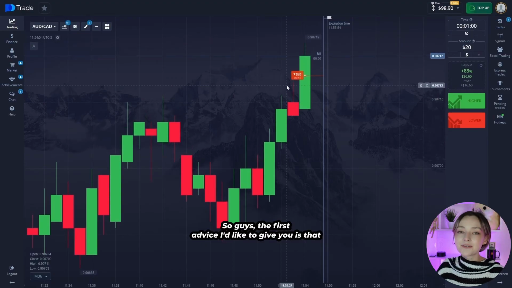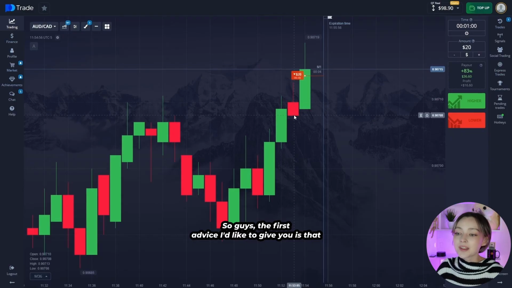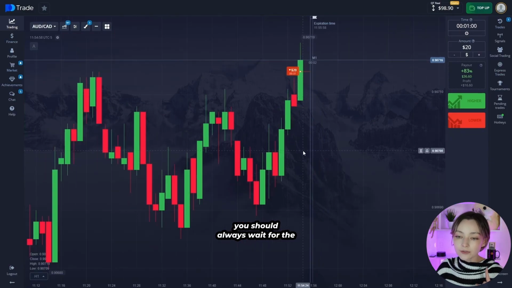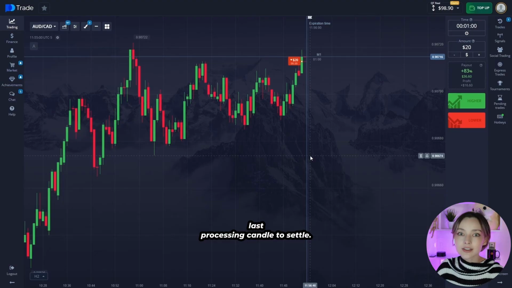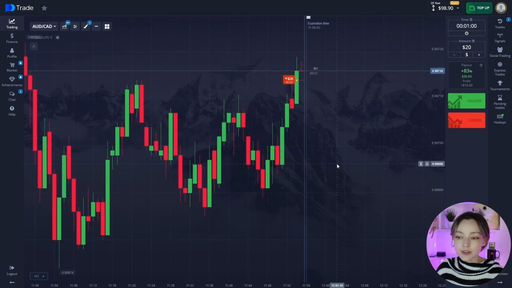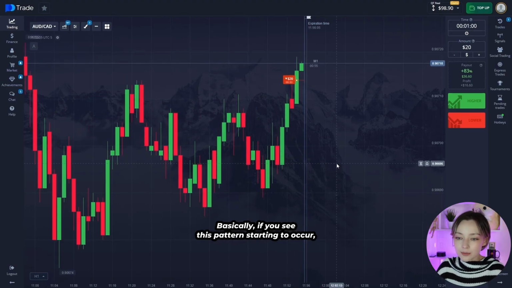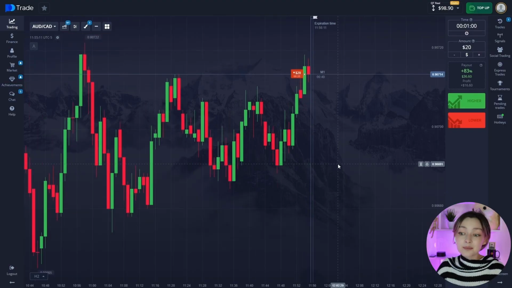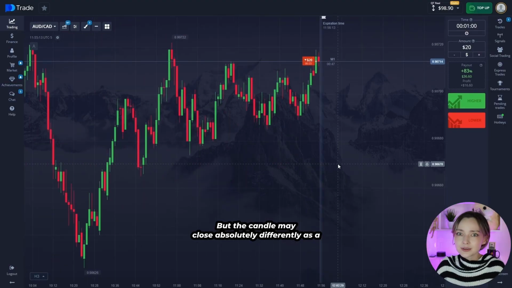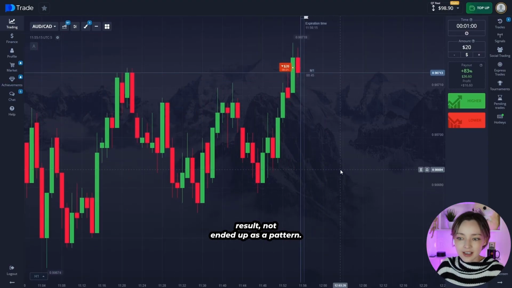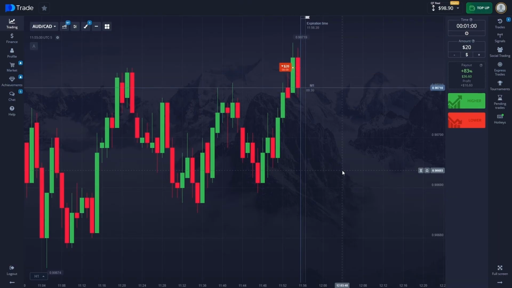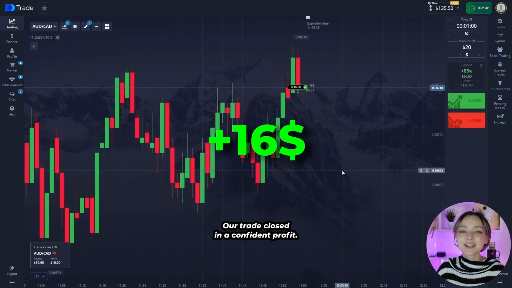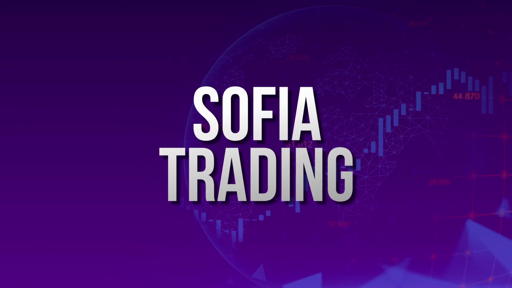So guys, the first advice I'd like to give you is that you should always wait for the last processing candle to settle. That's very important. Basically, if you see this pattern starting to occur, you might find yourself impulsively going for a trade when it's too early, but the candle may close absolutely differently as a result, not ended up as a pattern. Our trade closed in a confident profit.